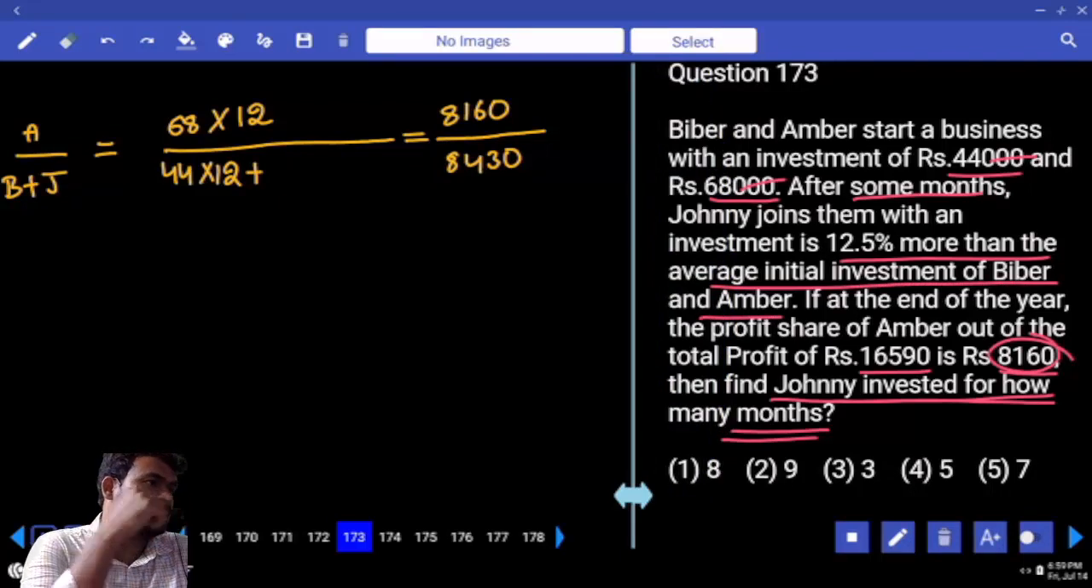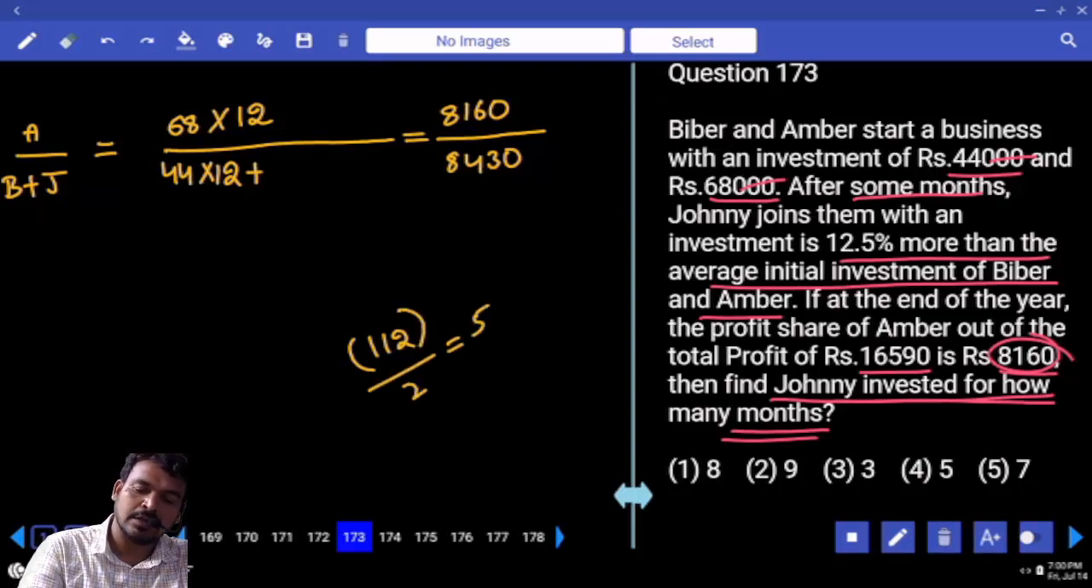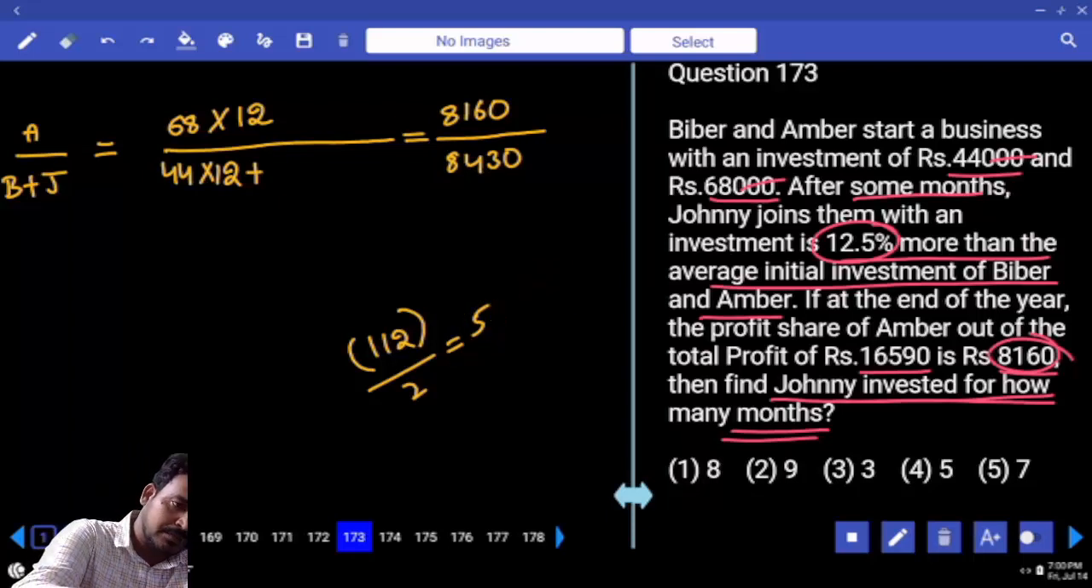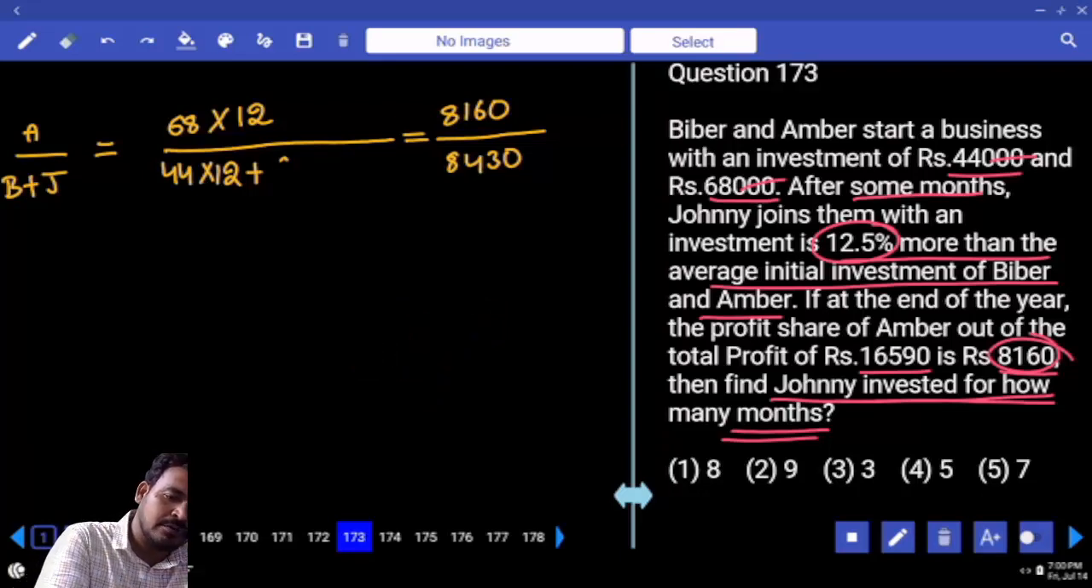What are the initial investments of B and A? 68 plus 44. What is the sum? 112. Average means divide by 2, so how much? 56. In that 56, how much percent do we need? 12.5. 12.5% means 1 by 8. What is 1 by 8 of 56? 7. Adding or subtracting? Adding. 56 plus 7, total it is 63. That is the investment of J.